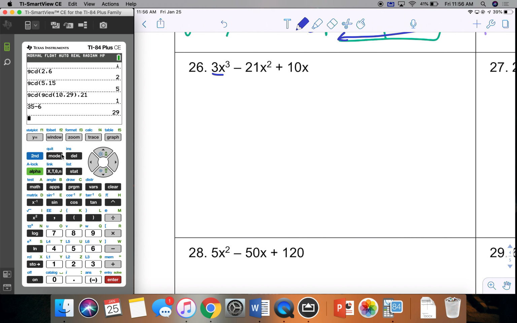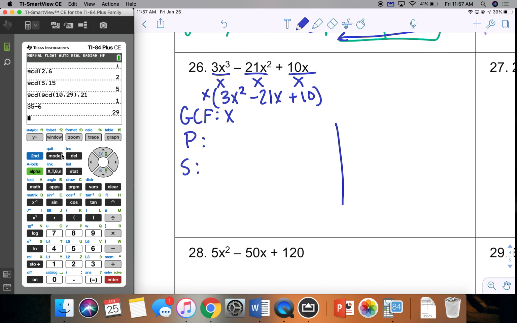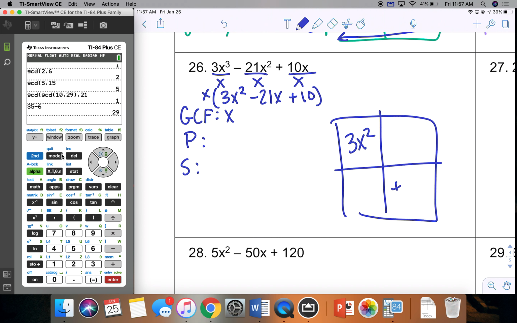Problem 26, I notice that all of these have an x. I check and there's nothing else other than an x. So I take an x out and I'm left with 3x² minus 21x plus 10. This does not have an x² as the leading term, so I have to use the box and multiply those two for my product. My sum is a negative 21x.